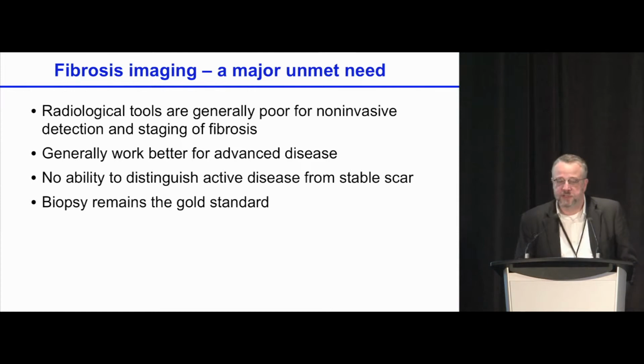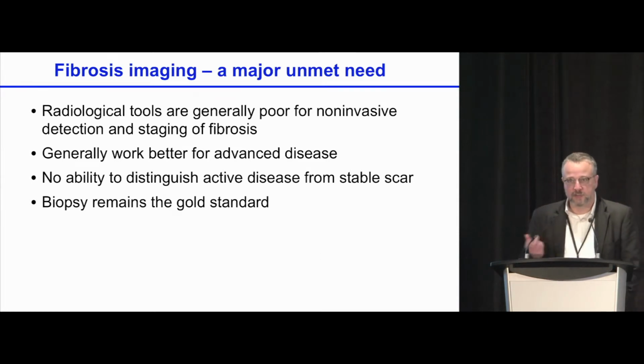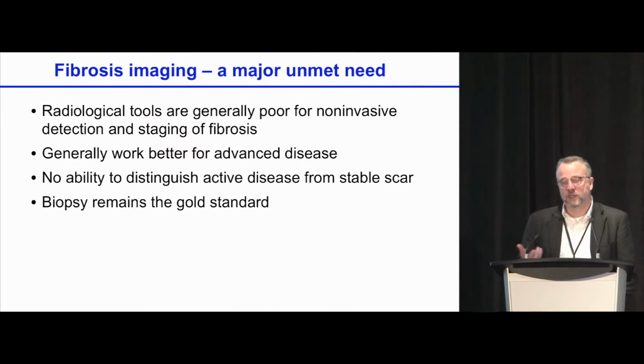I got interested in this work, I'm in the Department of Radiology, and when you look at fibrosis, which of course is a common sequelae of a number of chronic diseases and acute diseases, we have very poor tools in radiology for looking at fibrosis and for staging it. The ones that we do have generally work better for advanced disease. And to my knowledge, we don't have a very good non-invasive way to distinguish active disease from stable scar.